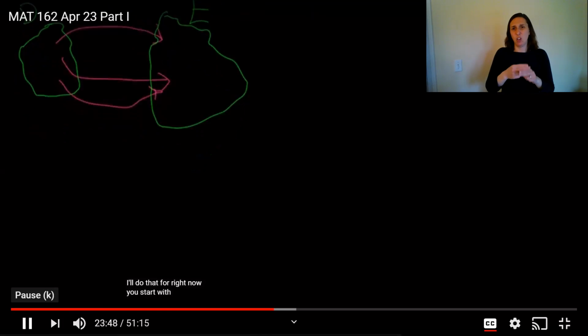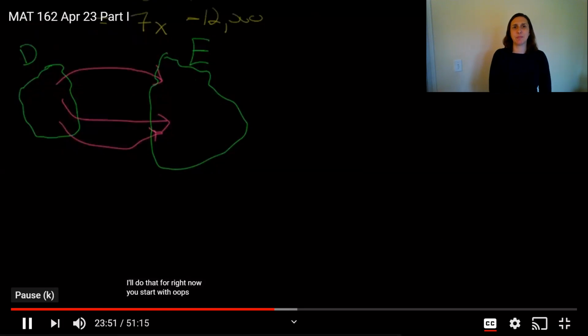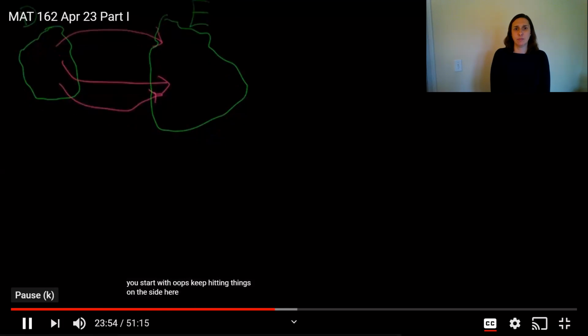You start with, oops, keep hitting things on the side here. Let me put my pen down. And so this ends up being the function rules of F. I have some input, F generates an output. Let's say that the input is, I'm going to give a good example of an input.